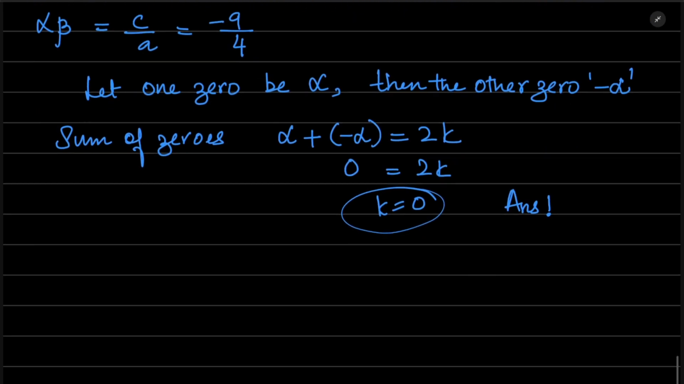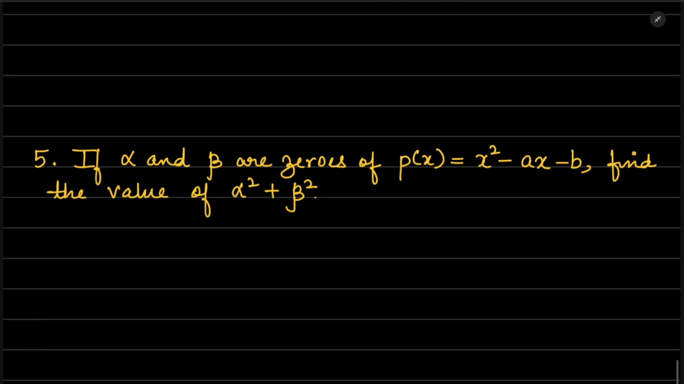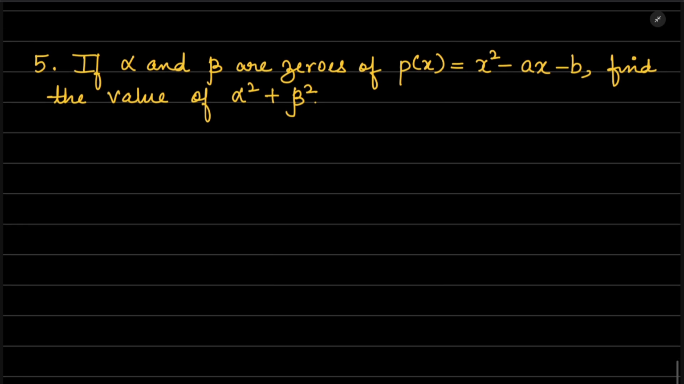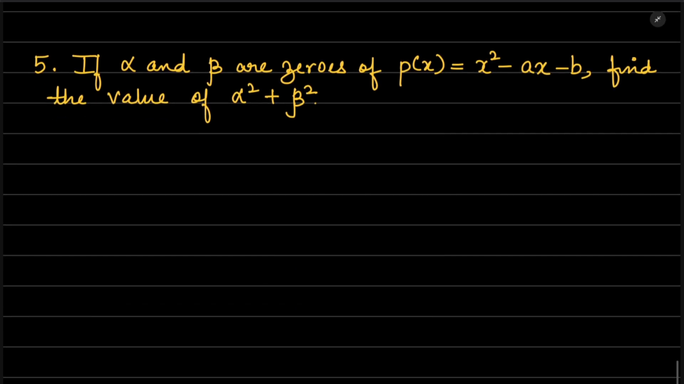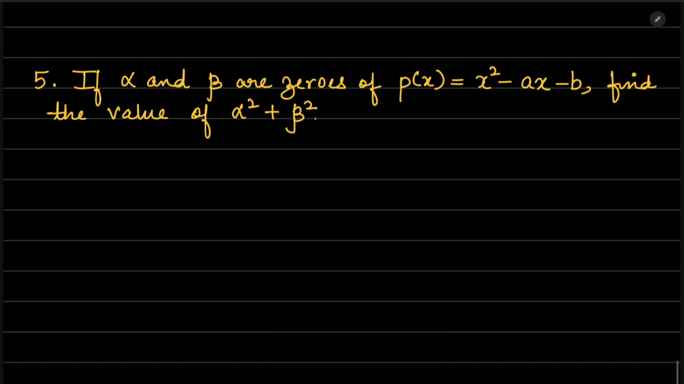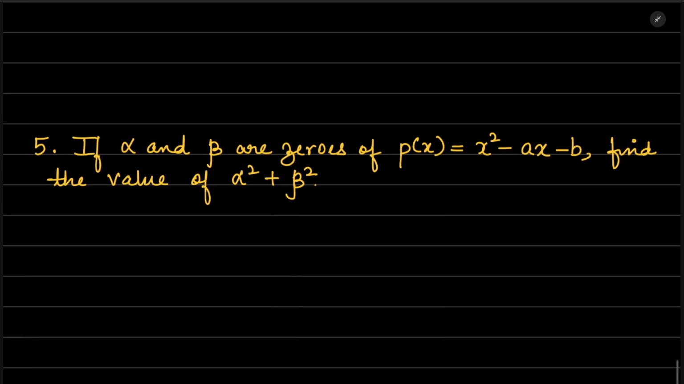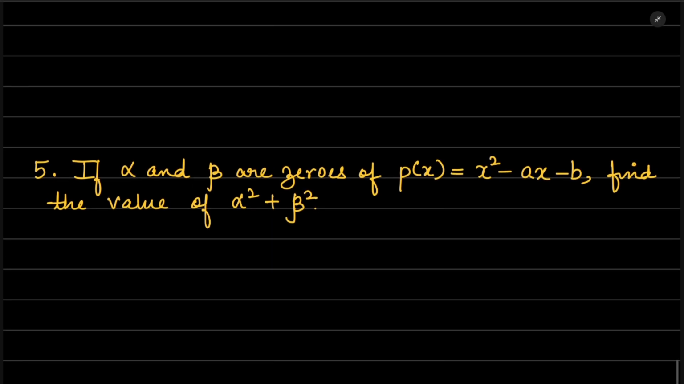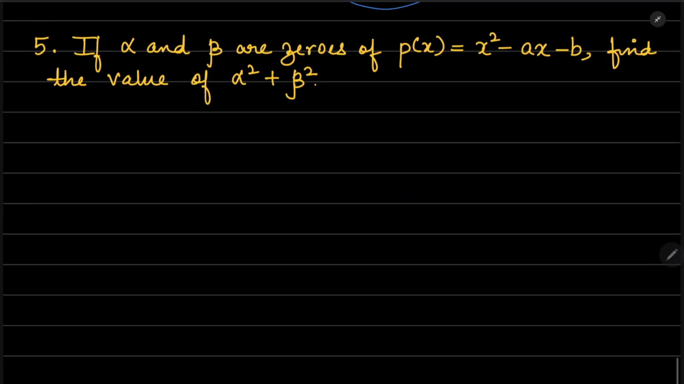Okay, let's move on to the next question. If alpha and beta are the zeros of p of x, you're given a quadratic polynomial x square minus ax minus b, find the value of alpha square plus beta square. Let's write what is given first of all. So p of x is nothing but x square minus ax minus b is the given polynomial, and you are given alpha and beta are the zeros.